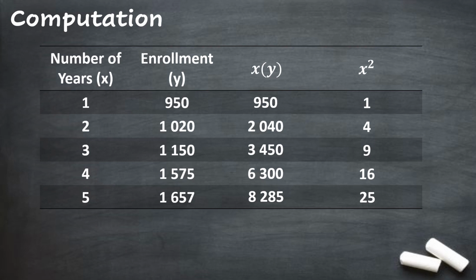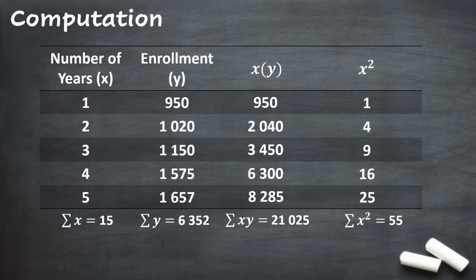Next is to get the sum for all the columns that we have. For the first column, the summation of x is 15. Next, second column, we have the summation of y as 6,352. Next column is the summation of x multiplied by y, and the answer is 21,025. And for the last column, the summation of x squared is 55. If you cannot follow the instructions here and you cannot manipulate your own calculator, all you have to do is send me a picture of your calculator, and from there, I will just guide you.